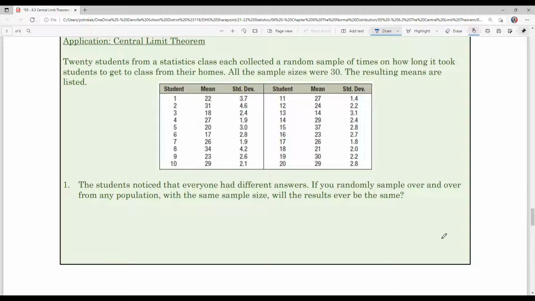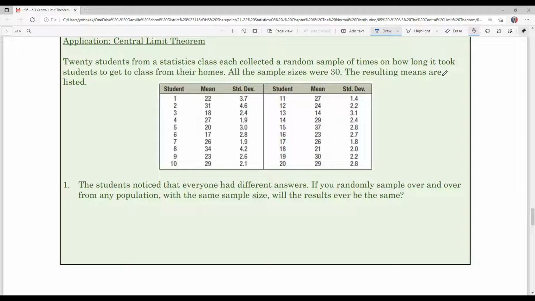So 20 students in a class went and asked 30 different people how long it took them to get to class from home. Student one asked their 30 people, and they got a mean of 22 minutes and a standard deviation of 3.7. Student two asked a different sample of 30 and got a mean of 31 and a standard deviation of 4.6. So each of these students asked 30 people how long it took them to get to school, wrote down the mean, and wrote down the standard deviation.